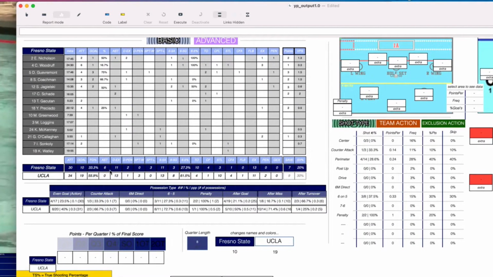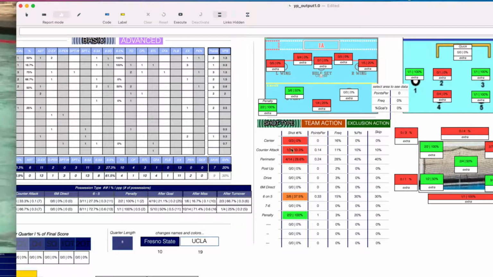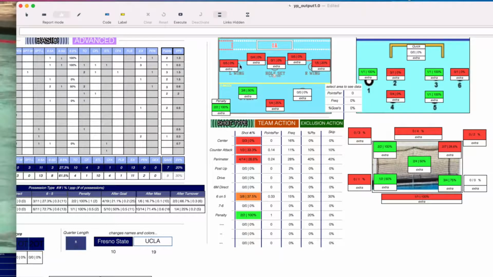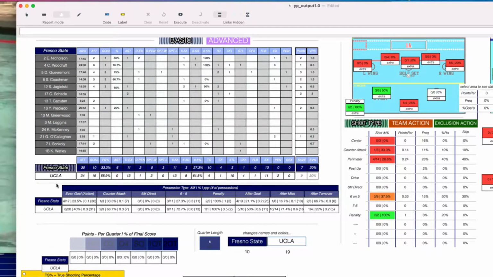One of the interesting things: let's look at Fresno State's shooting first. They struggled out of center, struggled from the perimeter, and did really well making both their penalties. If you can see, anything under 50% is red. On 6 on 5, they did get 3 goals, but they were 27% on 6 on 5. Same kind of normal thing: when you put it on cage, you usually can score. Maybe the UCLA goalie, that's her specialty. I'm not sure; we'll learn more as we gather more data.